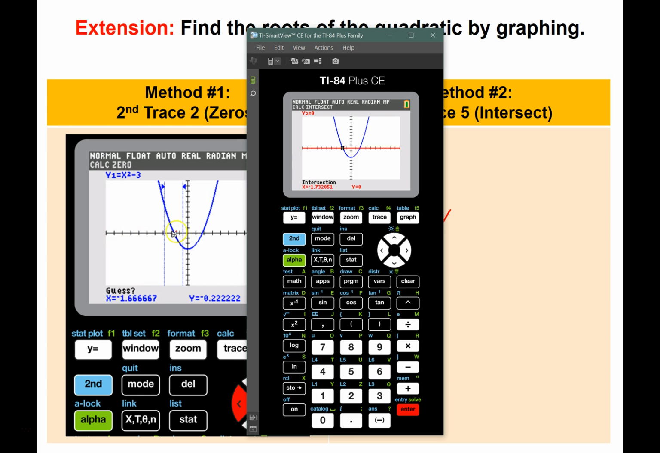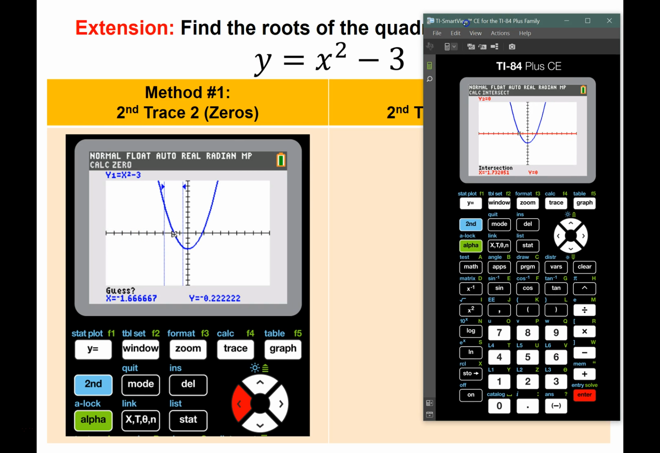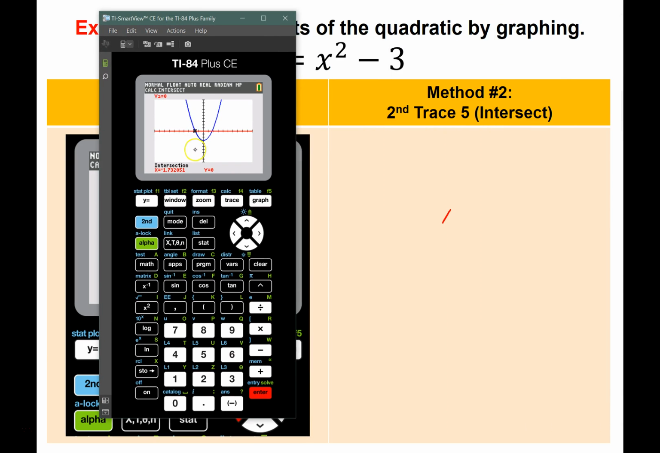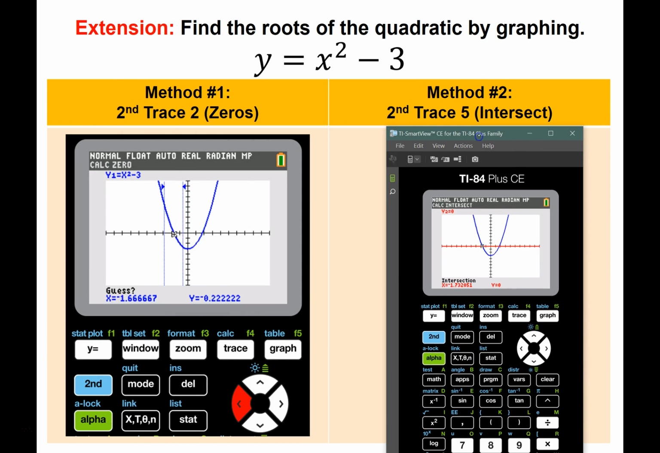Notice here that I get my values the same as if I had actually done this guess and calculated the final answer here. If you do not like finding zeros with the left and right bound, you can use a system of equations like I've shown you here by plugging in for y in the second equation a 0 to get the line for the x-axis, and then use that second trace 5 to find the intersection. So this will also help you if you want a different way of finding x-intercepts by graphing.